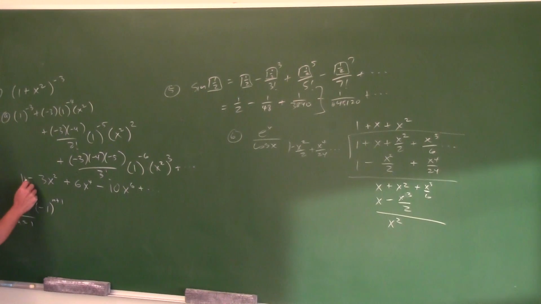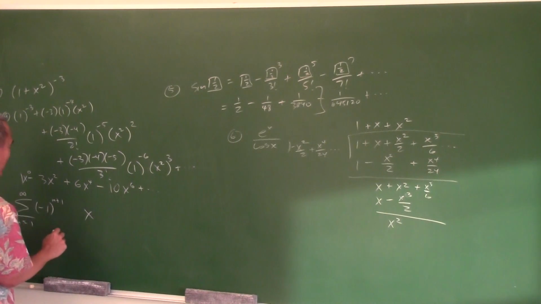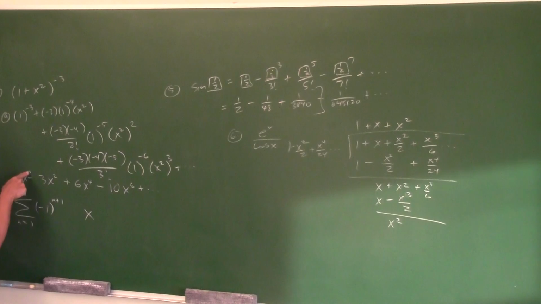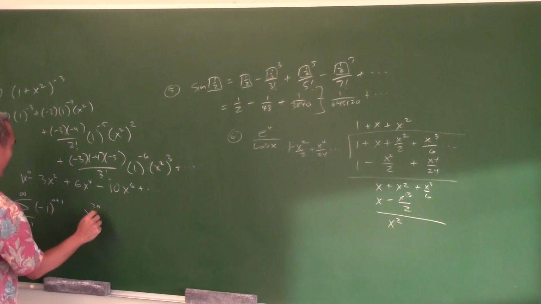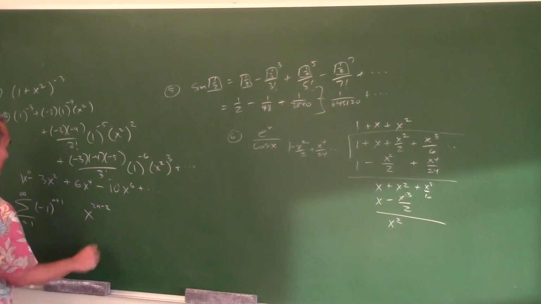Now look at the powers of x. That's like the next easiest thing. Let's put x to the 0 here. X to the, okay, how do you generate the numbers 0, 2, 4, 6? That's arithmetic with common difference 2. So that's going to be 2n, and then you adjust, minus 2.